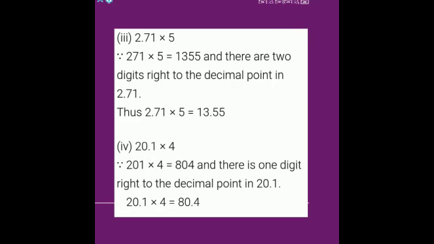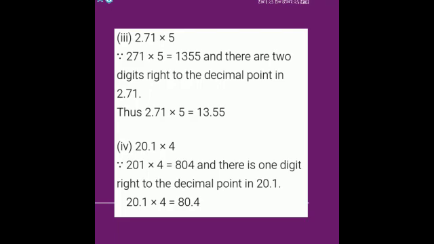Subdivision 3, 2.71 into 5. Now 271 into 5 is equal to 1355. And in the question we have two digits right to the decimal point in 2.71. So our answer also should consist of two digits right to the decimal point. Hence 2.71 into 5 is equal to 13.55.